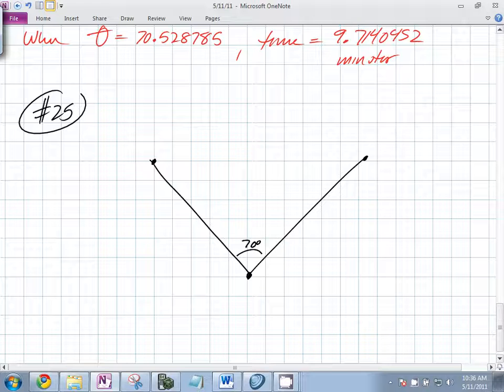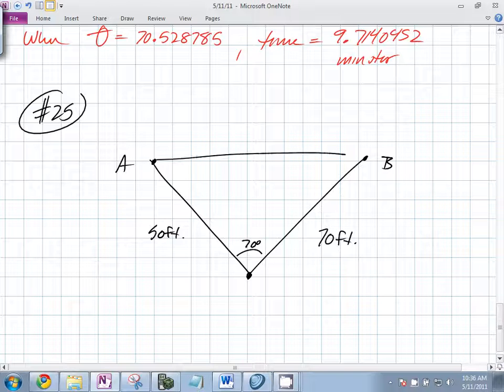70 feet and 50 feet. Now, what are you trying to find? We'll say that's A and that's B. You're trying to find the distance from A to B, right? You want AB. Can someone tell me what formula you need to use?